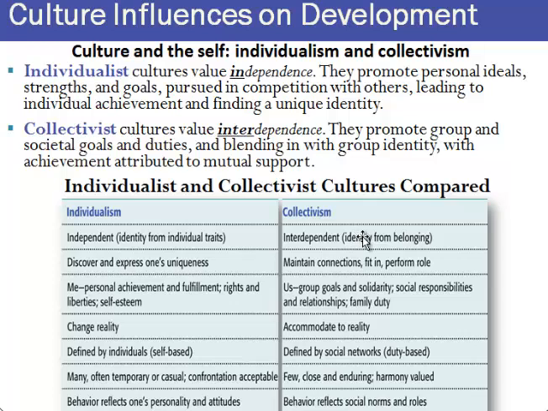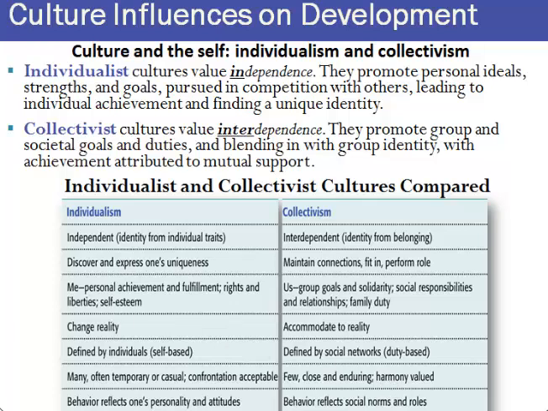Here are some differences. Again, independent versus interdependent. An individualist society would try to discover and express your uniqueness, whereas a collectivist society might say the best thing to do is to fit in. The me versus the us. The individualism-based society or individual may try to change reality, whereas the collectivist might try to live with reality. The individualist is defined by individuals, as opposed to collectivism, which is defined by networks, groups of people. In individualism, confrontation is okay. Disputes and arguments are considered okay, whereas harmony is valued more in collectivist societies.